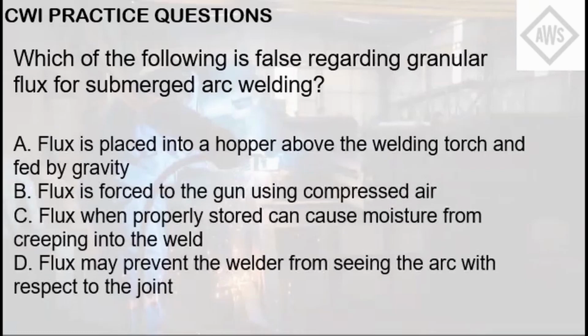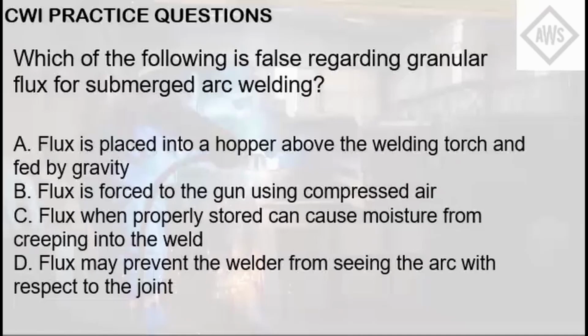So let's run through the choices here. Flux is placed into a hopper above the welding torch and fed by gravity. This is true because the flux is fed into the hopper above the welding gun, and as it falls through the hopper, it falls down to the weld arc itself, or the base metal to be joined. It just falls through gravity by the hopper. The flux is forced to the gun using compressed air, so that is true as well. For it to be loaded into the welding gun, the machine uses compressed air.